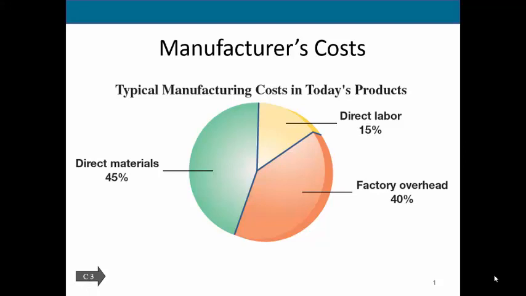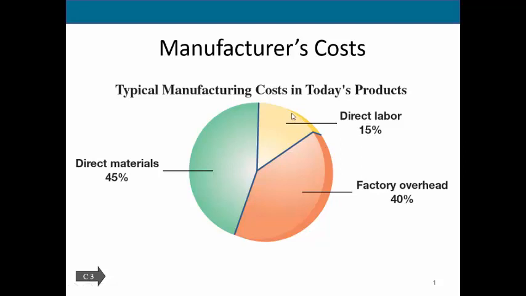We're continuing to look at the different product costs, and what you can see here is a pie chart that shows us the relative percentages that our product costs make up of the total product cost. You can see here direct materials are 45%, factory overhead 40%, and direct labor is 15%.